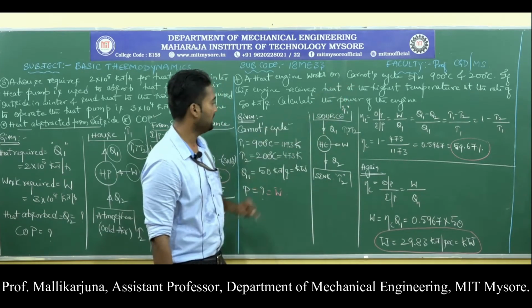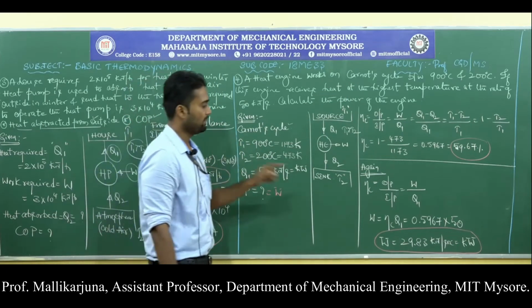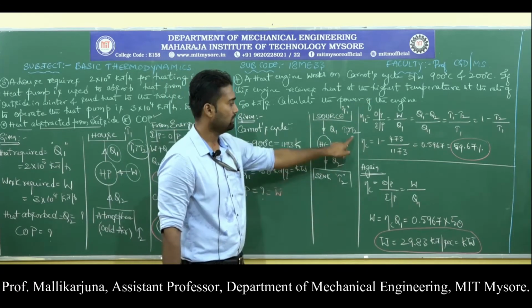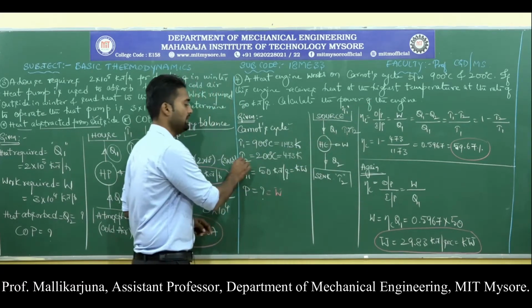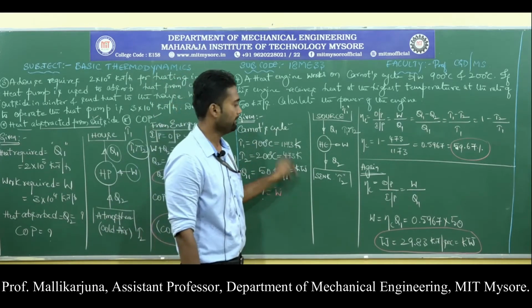What is the highest temperature they have given to us? 900, and hence it is T1. What is the lowest temperature that they have given us? 200. So lowest is T2, and hence T2 is 200 degrees centigrade, which is nothing but 473 Kelvin.